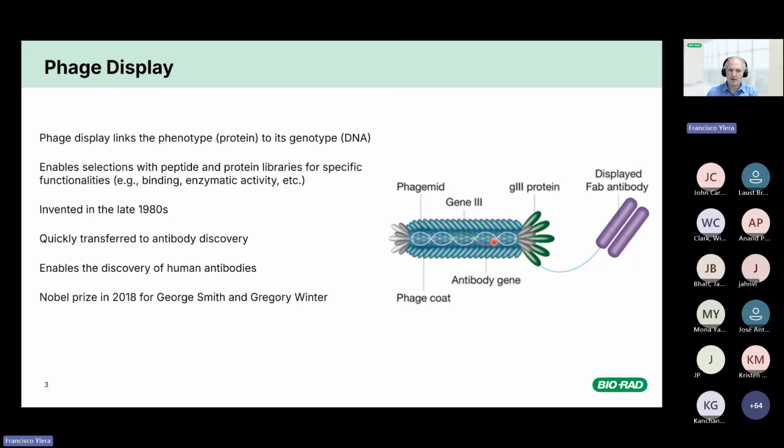So once it was discovered, it was quickly transferred to the antibody discovery field. Basically because at that time it was not possible to generate human antibodies. So antibodies came out of immunization and then had to be humanized afterwards. And this allows to generate human antibody libraries and to directly select for human antibodies. And so it was a big step at that time. And in 2018, it was awarded the Nobel Prize for George Smith and Greg Winter.